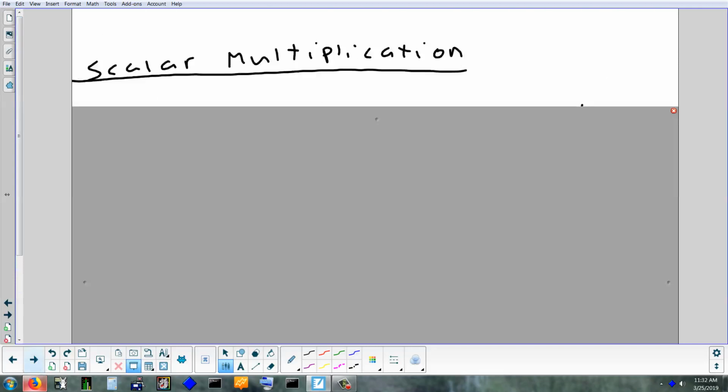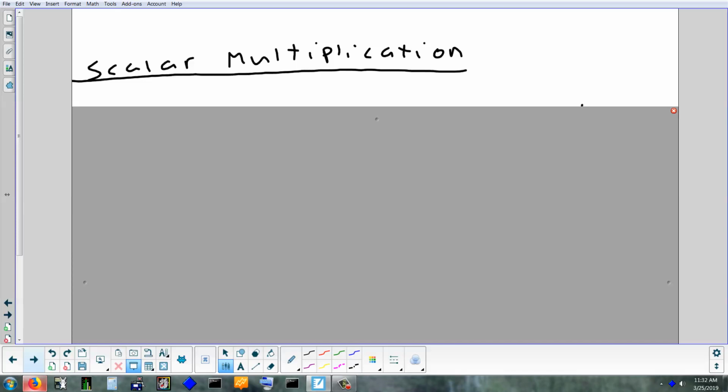All right. Third operation we're going to look at is scalar multiplication. What does it mean to scale something? Like if you're showing someone your cell phone and they can't see what's on it, so you make the screen bigger so Jake can see it. Yeah? You change its size.